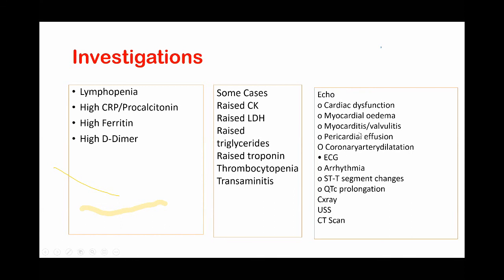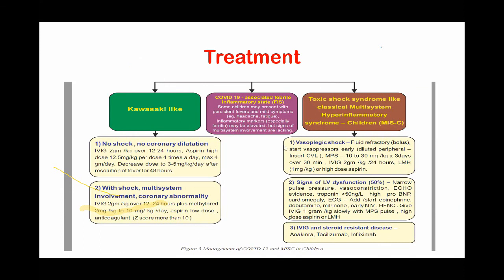So echo, in most of these cases, what we have seen, they do not have coronary artery dilatation. They usually have low cardiac output functions. They have a cardiac dysfunction. They can have myocarditis-like picture with pleural and pericardial effusions. And what they have reported is that the coronary arteries were brighter, more visible than usual, but they were not coronary artery dilatations. And on ECG, you can have arrhythmias and ST segment changes. Other than that, this is the treatment protocol.